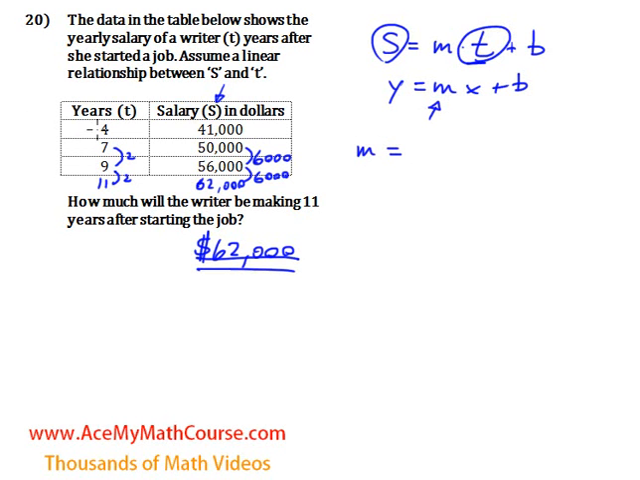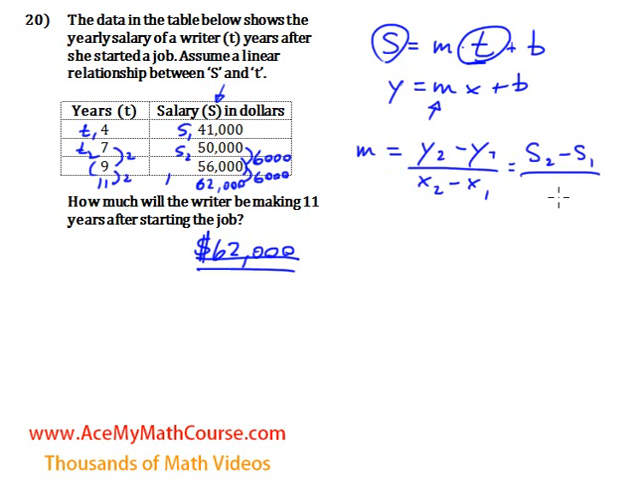And here we have T1, T2, S1, and S2. We won't need to use the last coordinate here, essentially. This can be seen as a coordinate, of course. So m is usually y2 minus y1 over x2 minus x1, but in this case, y is s. So we have s2 minus s1 over x is t, so we have t2 minus t1.